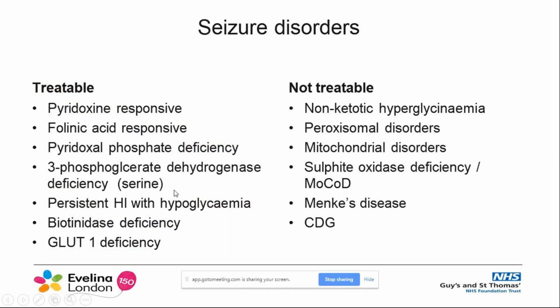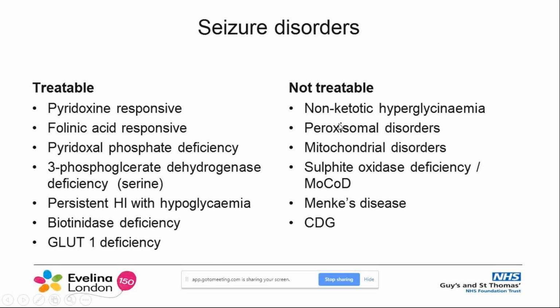A little bit about seizure disorders, or as we mentioned before, we call them neurotransmitter disorders potentially, but they don't all present with seizures. So we can think about these as treatable, and they're the ones you want to diagnose first, versus non-treatable. So we have pyridoxine responsive or pyridoxine dependent epilepsy, folinic responsive seizures, and these are kind of grouped together, pyridoxal phosphate, serine responsive seizures. Think about hyperinsulinemia with hypoglycemia causing seizures, which can be corrected, biotinidase, which can be measured, and then GLUT1 deficiency, which relies on paired CSF and plasma glucose measurements.